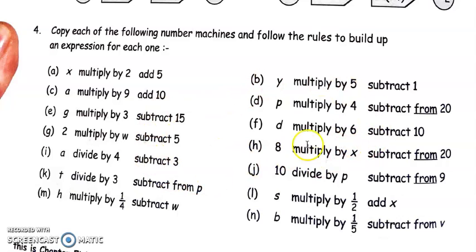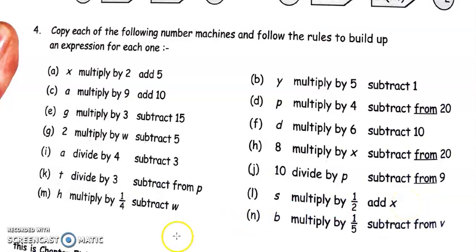Now, I think you'll manage all of those down to J. K, I think will be okay. L looks a wee bit different, okay? And it looks a wee bit different because you've got a different type of expression here. So it's saying S multiplied by a half, add X. So if you're multiplying a half by S, okay, it would be a half S plus X, okay?